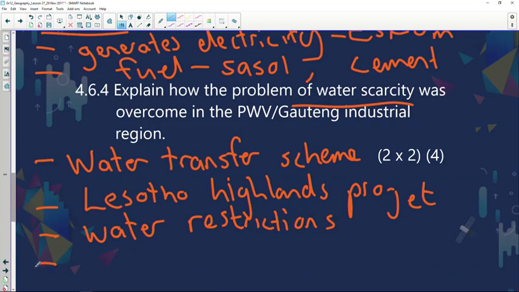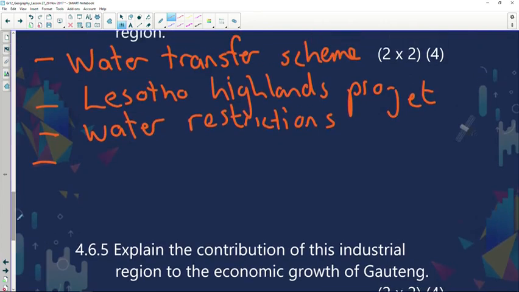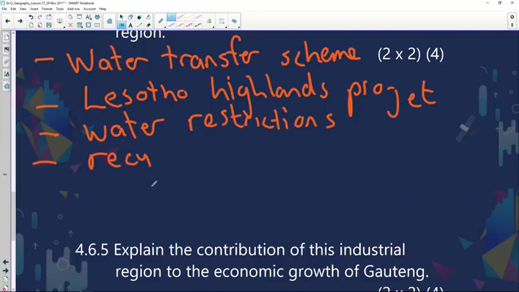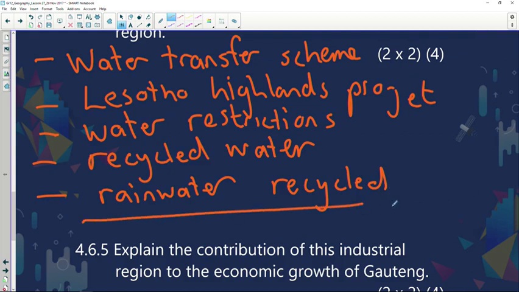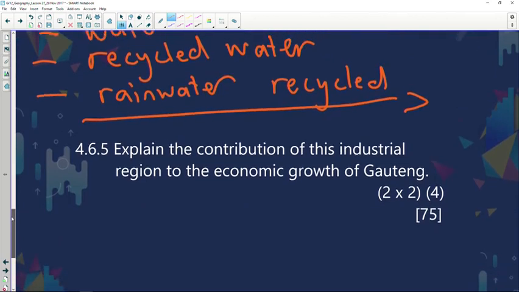And then what we also have done is we started to recycle water. And I'm talking about sewage water, putting it through a system by cleaning it and being able to drink it again. So we recycled water. And lastly, what we've done, people start recycling rainwater by using JoJo tanks, etc. And that's quite a very green, environmentally friendly way to recycle water.